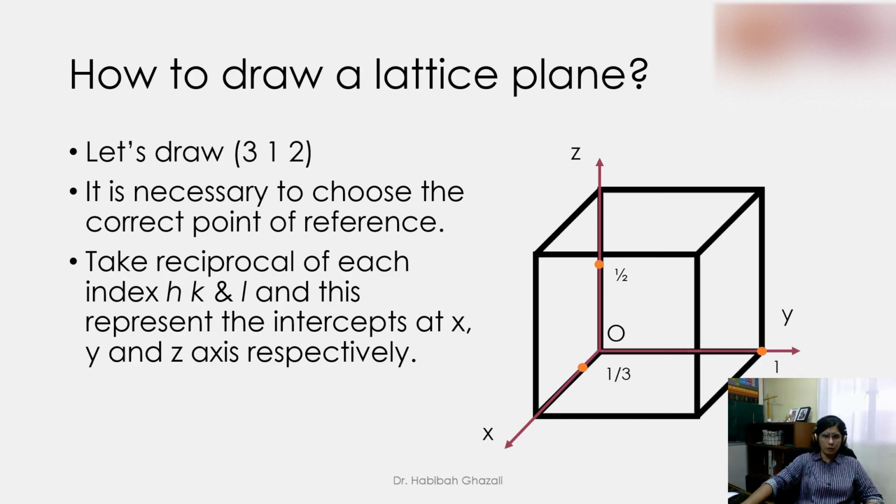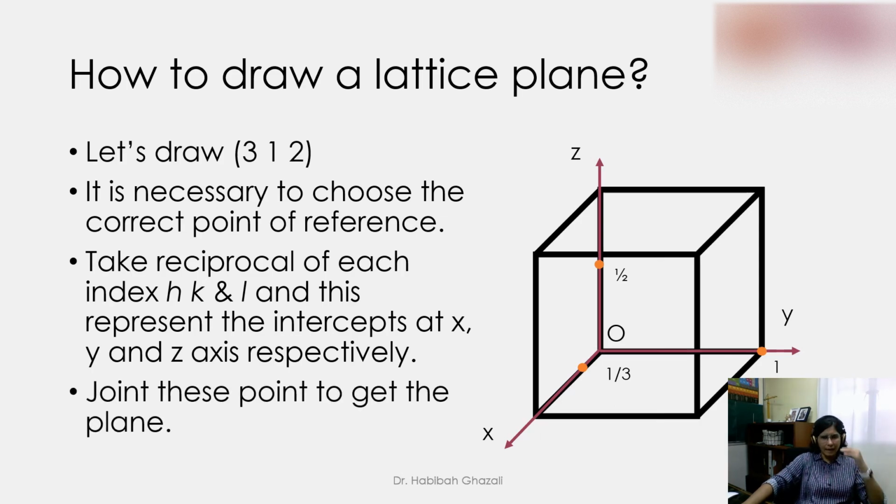If I take the reciprocal of 2, it's going to be half. So that half is the intercept in the Z axis. The last thing you need to do is to join these points together and form your plane. So that is how you draw a plane when you are given the index, and you will be given this kind of question. In your tutorial, you can see some of these questions appear.